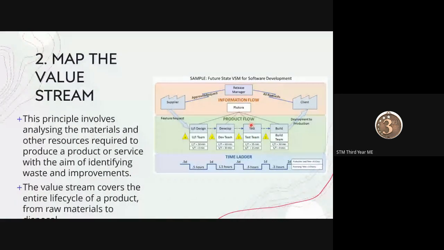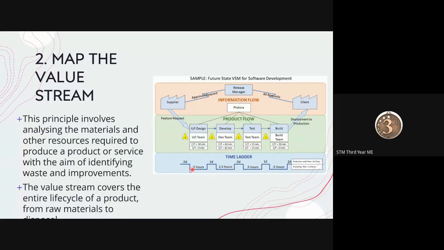It is known as the value stream mapping. Each and every process that takes place is shown here. Okay, 0.5 hours, 5 days to 5 hours, then 1 day 1.5 hours, 5 days 5 hours. So 5 days and 5 hours are taken for designing, then 1 day and 1.1 hours are taken for developing, 5 days and 5 hours are taken for testing, 1 day and 5 hours are taken for building a team, and it follows.